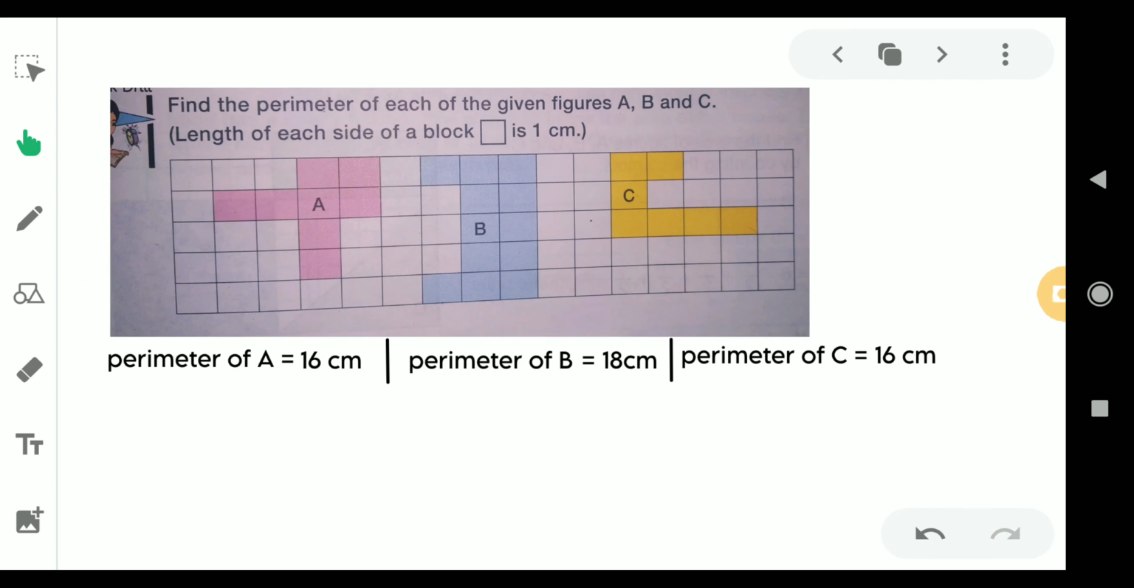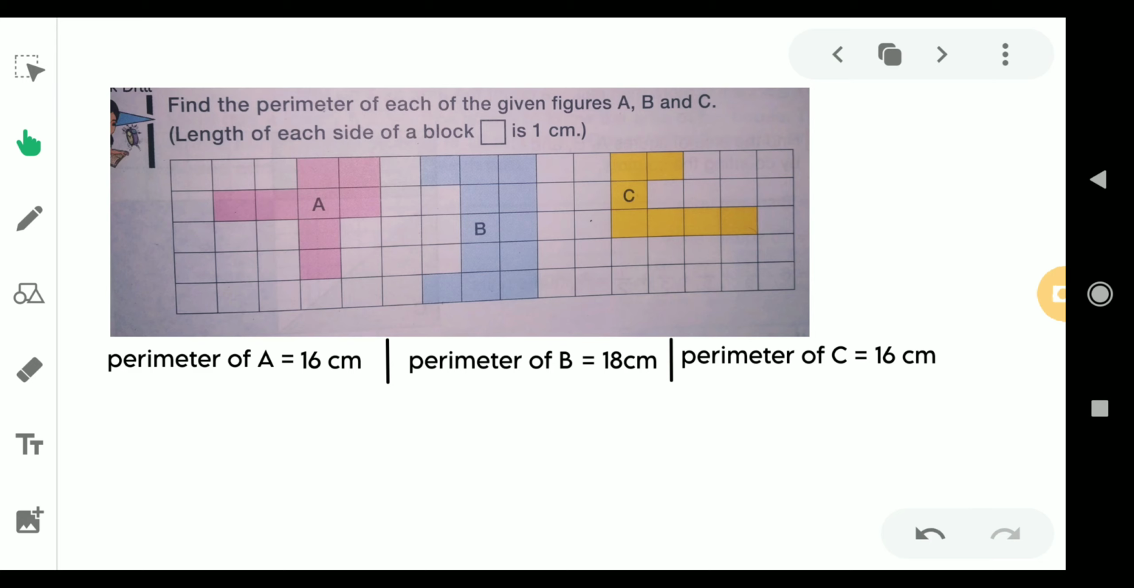Let us move on to the next main. It is find the perimeter of each of the given figures. This is figure A, this is figure B, and this is figure C. Notice here the length of each side of the block. If you consider this as one block, then the length of each side of the block is 1 centimeter. For example, this is 1 centimeter, this is also 1 centimeter, this is also 1 centimeter, and this is also 1 centimeter.